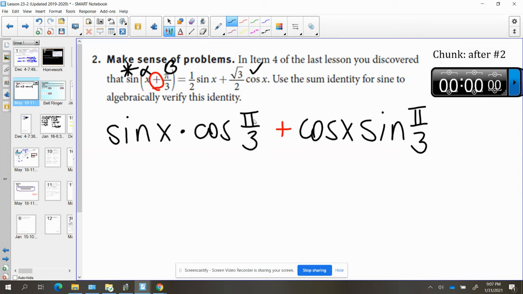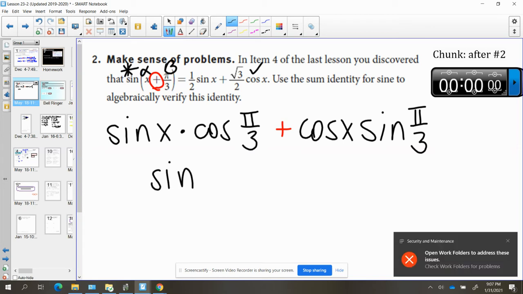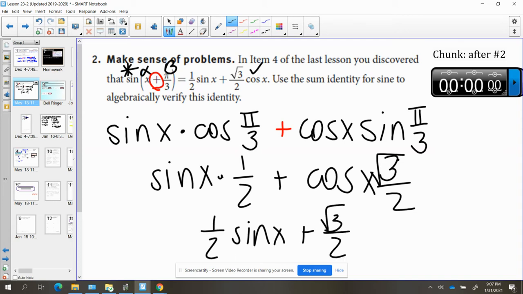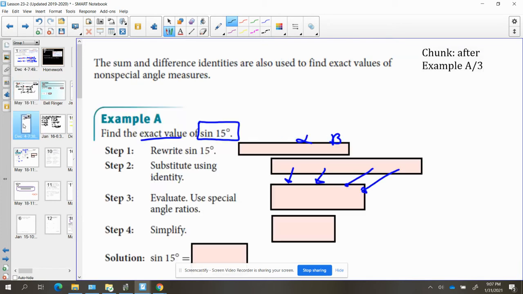And if we start simplifying this, we know that cosine of pi over 3 is 1/2. And then we know that the sine of pi over 3 is square root of 3 over 2, which, if we just moved those values to the front, we would have the 1/2 sine x plus the square root of 3 over 2 cosine x, which checks out our identity. So we can use these in identities now to prove what something simplifies to.